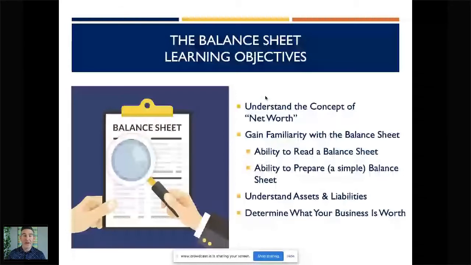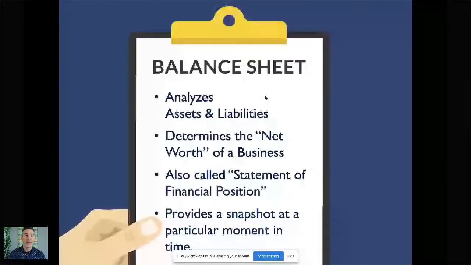That's really the job of the balance sheet. And then we'll talk a little bit about what specifically the balance sheet helps you do in terms of getting access to financing. Great. Okay, so the balance sheet is something that analyzes your assets and your liabilities. And again, I'll define those in a moment. It helps you determine what your business is worth. And I referred to this earlier: nonprofits typically use the terminology statement of financial position.